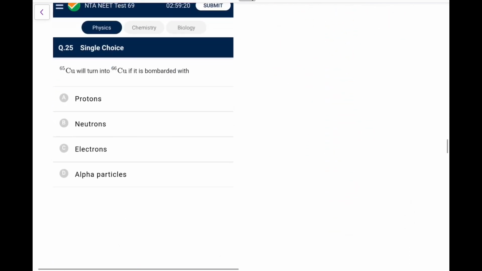Next, 65 copper turns into 66 copper if it is bombarded with... So 65 Cu to 66 Cu, that means no change in atomic number. So we cannot bombard with proton for sure. We cannot bombard with electron for sure. Definitely it has to be neutron because that number doesn't change. 29 I suppose is for copper. I might be wrong, I remember it as 29. If it is different, please forgive me. But that will remain same whatever it is. So it's the one that I'll go for, neutrons.